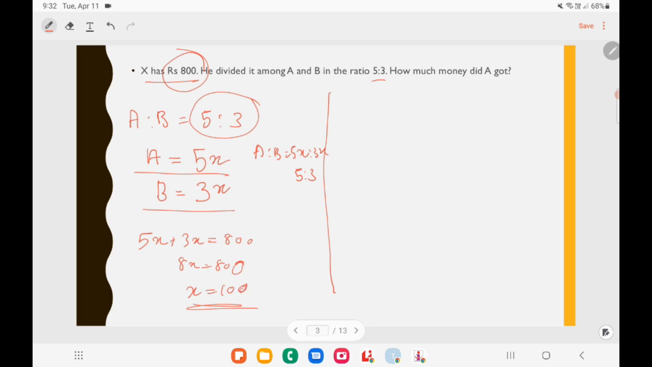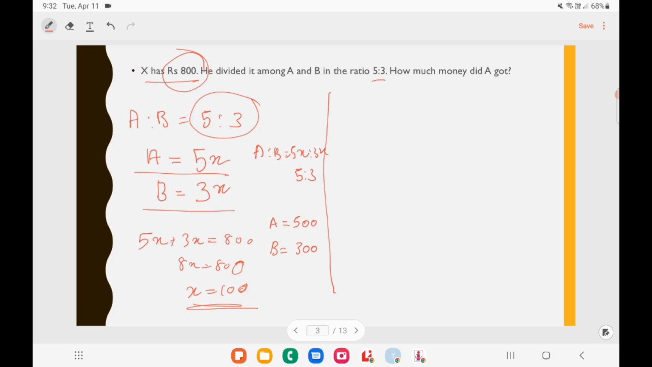So x is 100. That means A got 5x money. So 5 into 100, that means A got 500, and B got 3x, that is 3 into 100, that is 300. So in this way you can solve this kind of questions. This is the most general kind of questions that you can get from ratios.